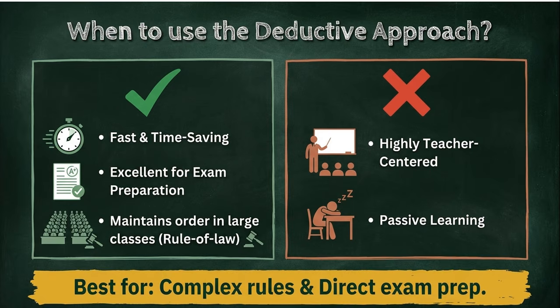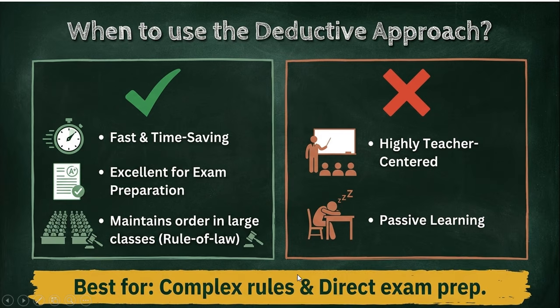And it is excellent for exam preparation classes. If you have a terminal class or a tourism class, you don't have enough time to lose. So using the deductive approach helps you save time. The third advantage is it maintains order in classes, because you don't ask students to discuss and find the rules. You give it to them. You save time. It is good for exam class preparation because you have a vast, large program.